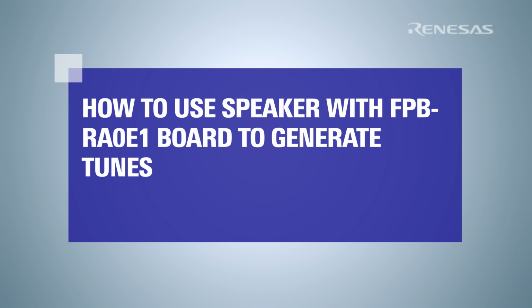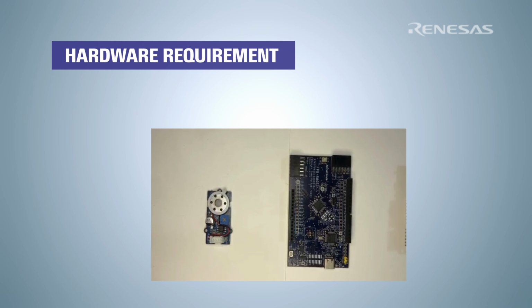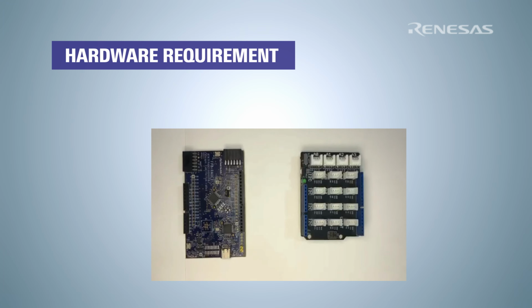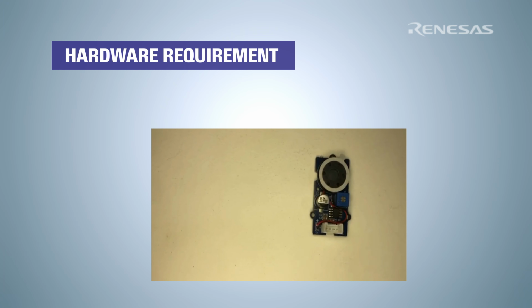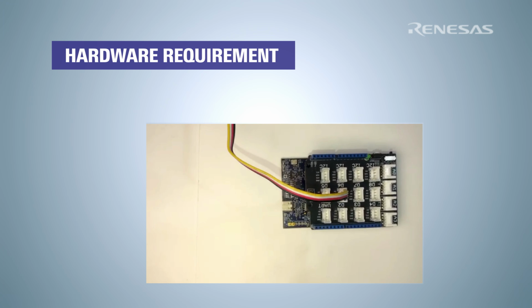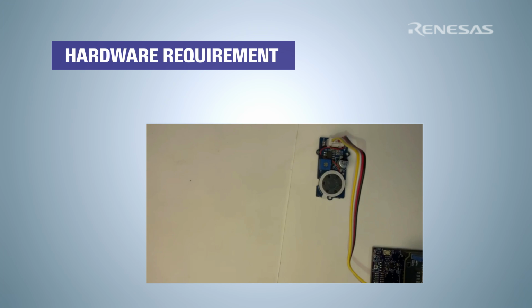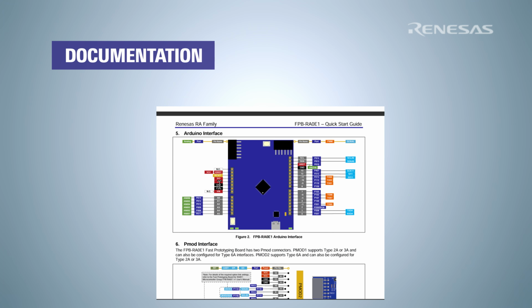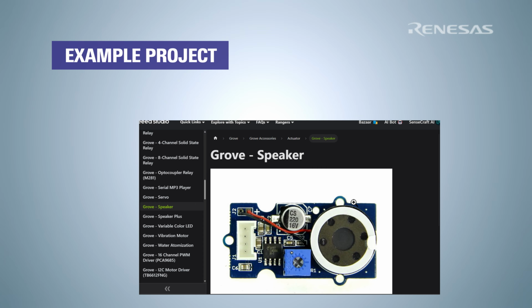In this project, I will demonstrate how to use speaker module with FPB-RA0E1 board to generate musical tune. For this project, I am using FPB-RA0E1 board, Grove base shield for Arduino interface, and a speaker module. Attach Grove base shield on FPB-RA0E1 board, then attach speaker module with D7 of Arduino interface. According to this quick start guide document, on FPB-RA0E1 board, D7 of Arduino interface is connected with P103.